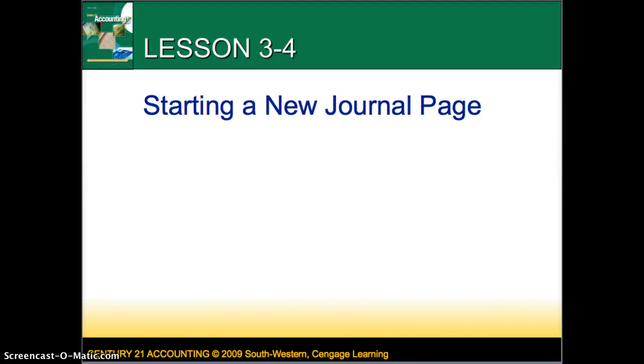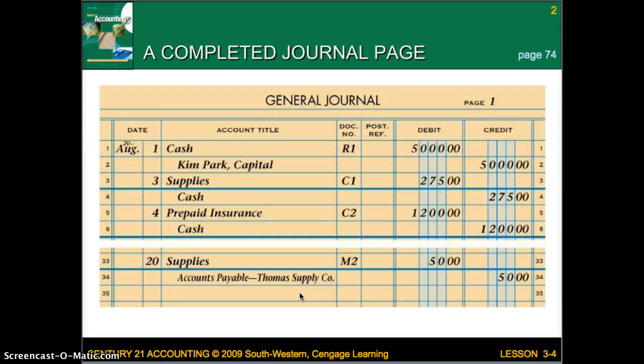This is Lecture 3-4, Starting a New Journal Page. This is found on page 74 in your book. When we start a new journal page, we need to make sure that before we do that, we know what a completed journal page would look like. Okay, so a journal looks like this.